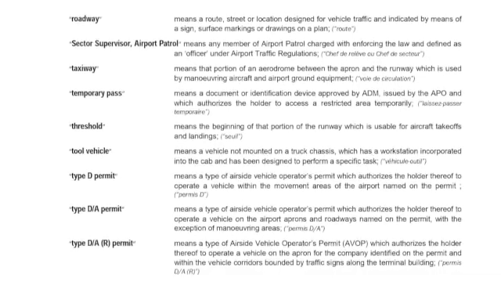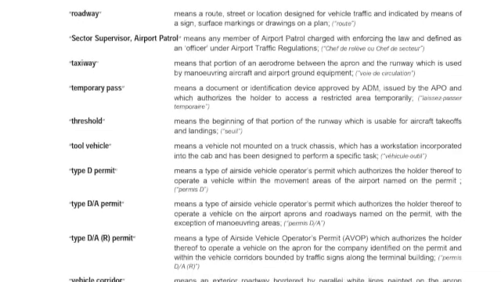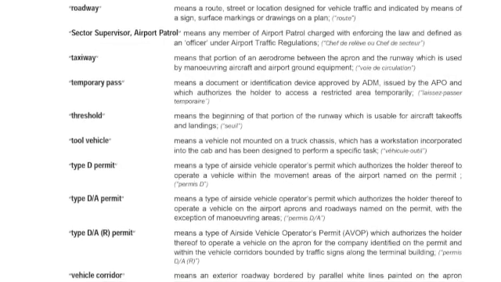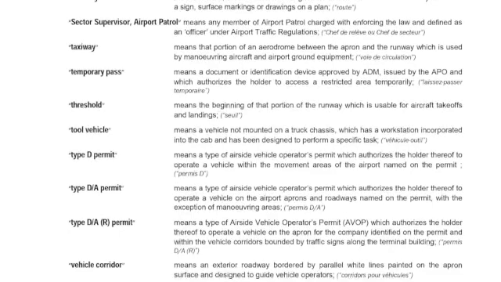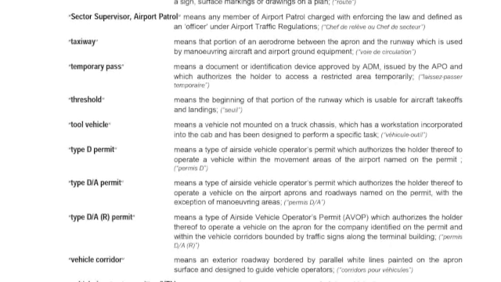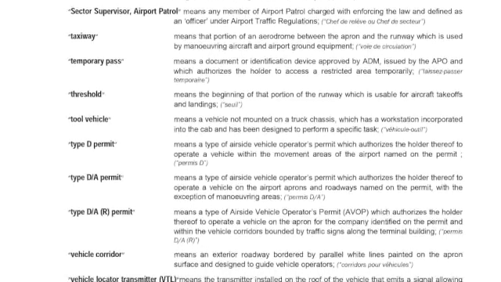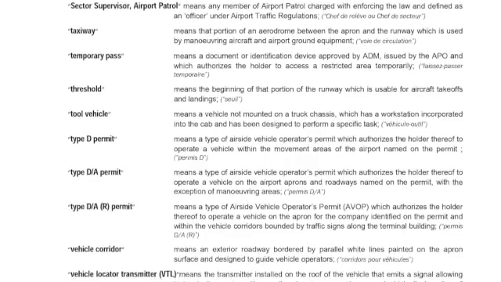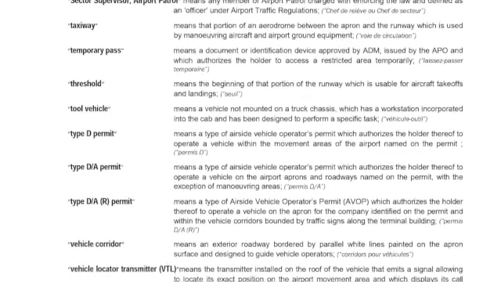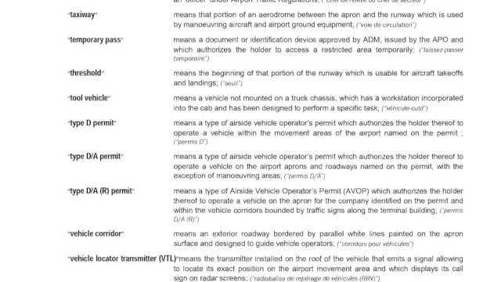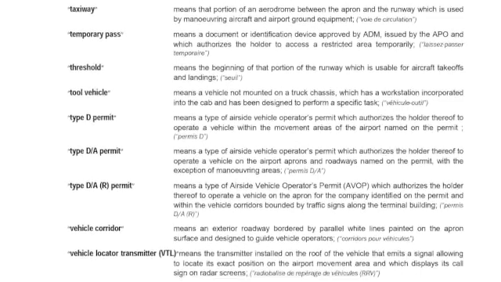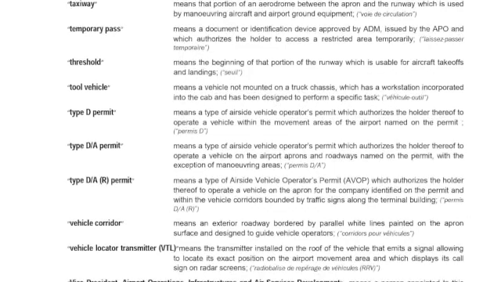Threshold means the beginning of that portion of the runway which is usable for aircraft takeoffs and landings. Tool vehicle means a vehicle not mounted on a truck chassis, which has a workstation incorporated into the cab and has been designed to perform a specific task. Type D permit means a type of airside vehicle operator's permit which authorizes the holder thereof to operate a vehicle within the movement areas of the airport named on the permit.